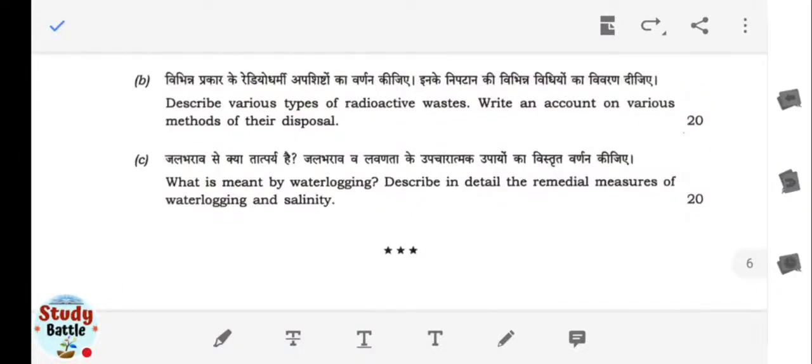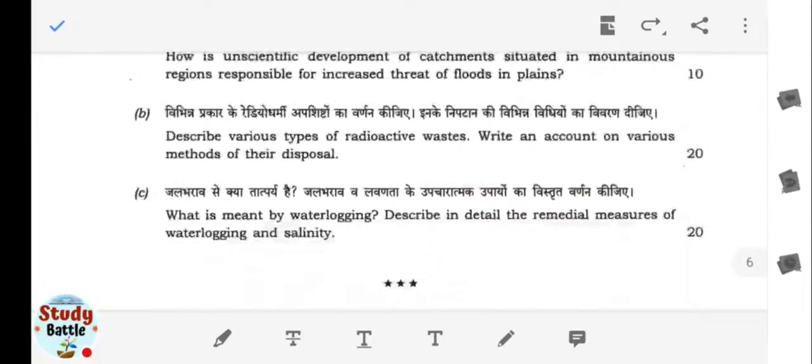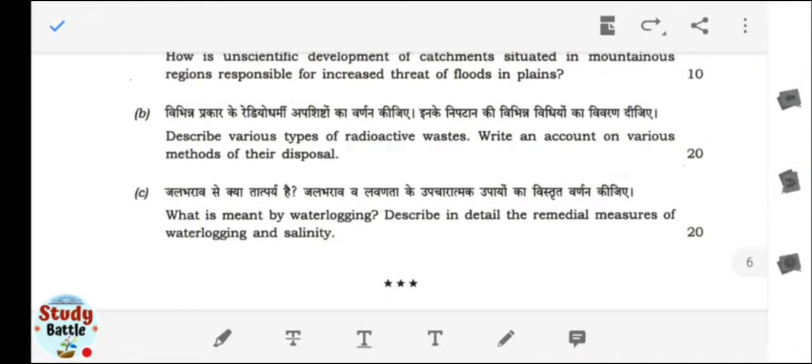Next one is what is meant by waterlogging, and describe in detail the remedial measures of waterlogging as well as salinity. Okay, so this is again a very proper question, a very common question which has already been asked in the exams. Okay, so this was question paper 2 of the Geoscience Civil Services, that is, Geology optional question paper 2. Okay, so I think the question paper was not too tough.